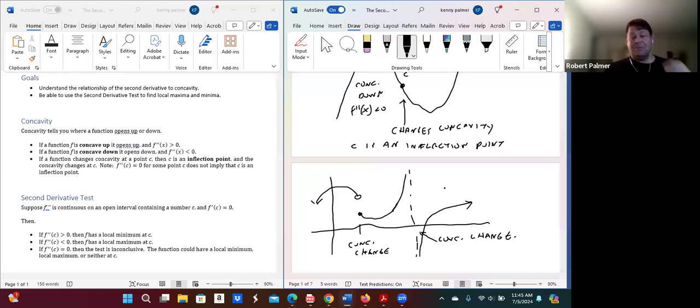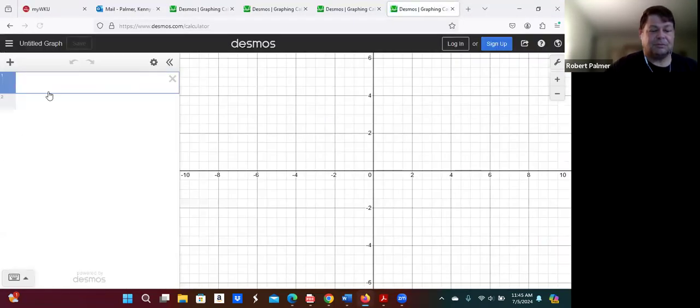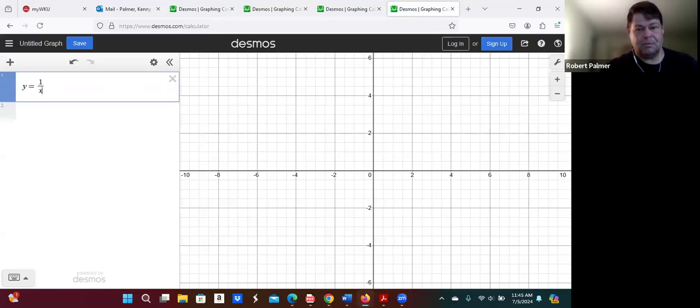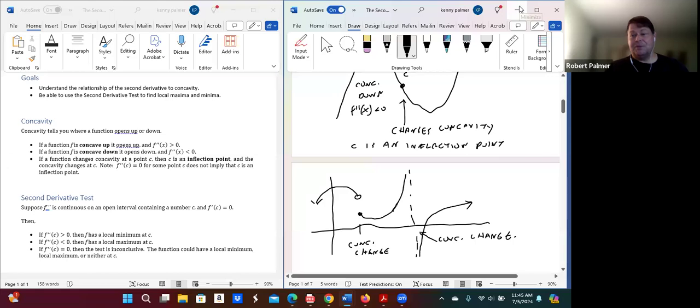A good example of that, a concavity change like that, is actually, let's go to Desmos, a function 1 over x. So here, of course, if x is 0, it's undefined. A vertical asymptote at x equals 0. And obviously the concavity change is different here. Here it opens downward, and here it opens upwards. You have a concavity change there, but it's actually not continuous. We're mostly focused on continuous graphs here.